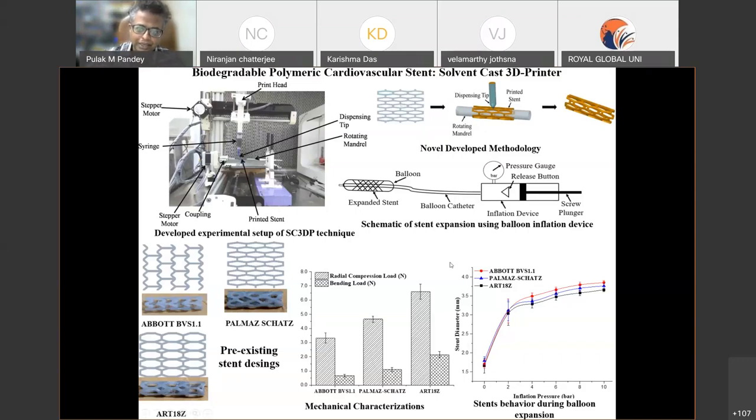Now, you can see here that various kinds of tests have been performed. The radial compression load and the bending load have been tested. And then the ballooning has also been done the way it is done in angioplasty in order to understand its behavior when it is expanded and implanted in an artery. So this is the stent behavior during balloon expansion: the stent diameter, how it increases, and the pressure which is applied. That's how you can have a feel of how it really changes.